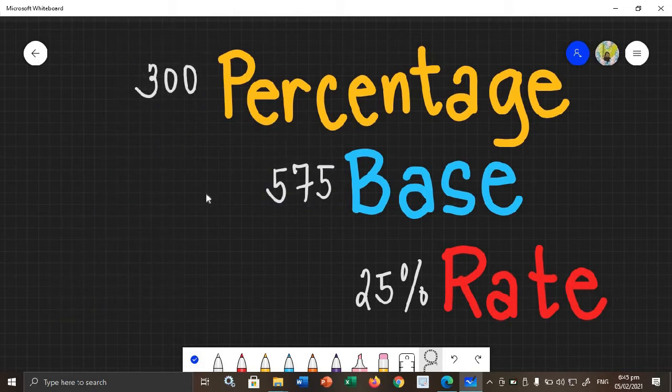As I was saying a while ago, percentage is always less than the value of your base. So, that's right. 575 is greater than 300. 300 is less than 575. Therefore, 300 is the percentage, 575 is the base, and 25% is your rate. Now, before we move on to solving the values of these three terms, we need a formula to compute the values of these three terms.